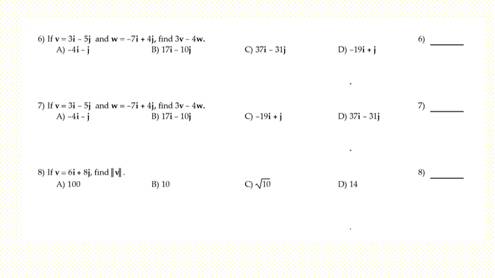Bismillah ar-Rahman ar-Rahim. Regarding question number 6, it is asking: if V is equal to 3i minus 5j and W is equal to negative 7i plus 4j, I want to find the value of 3v minus 4w. So 3 multiplied by the value of V, which is 3i minus 5j, minus 4, and the value of W is negative 7i plus 4j.